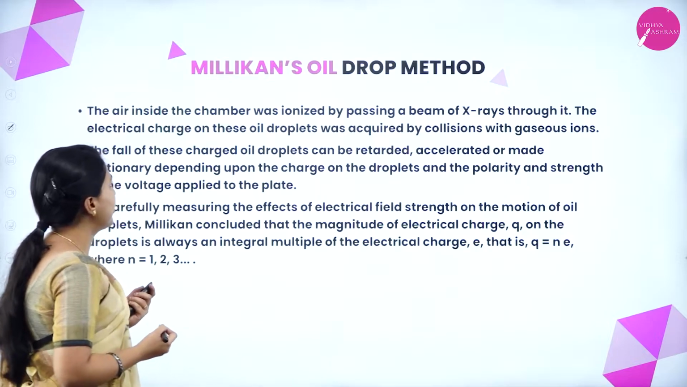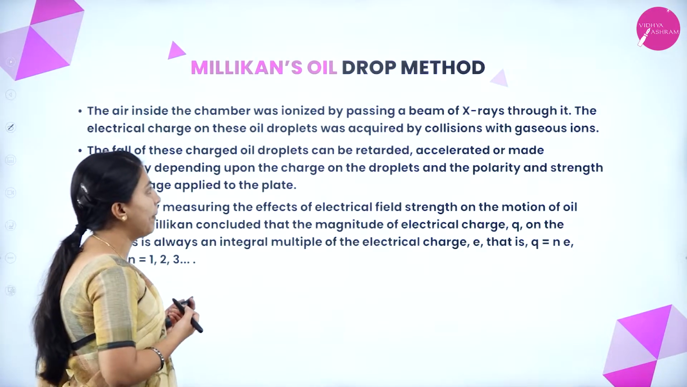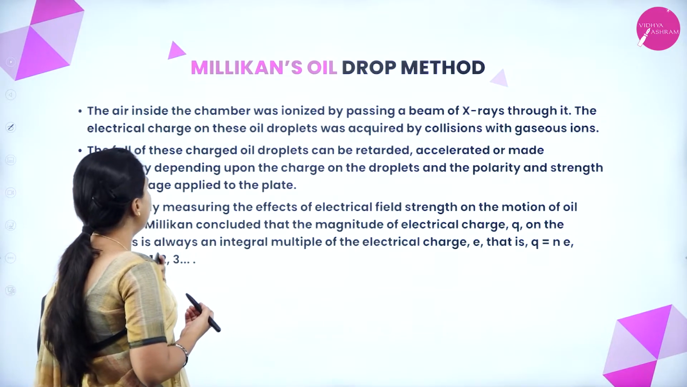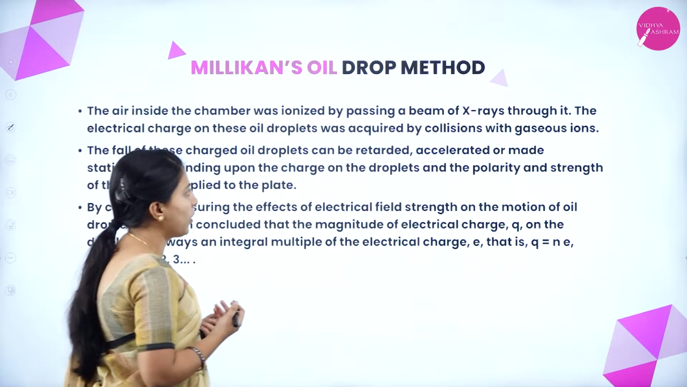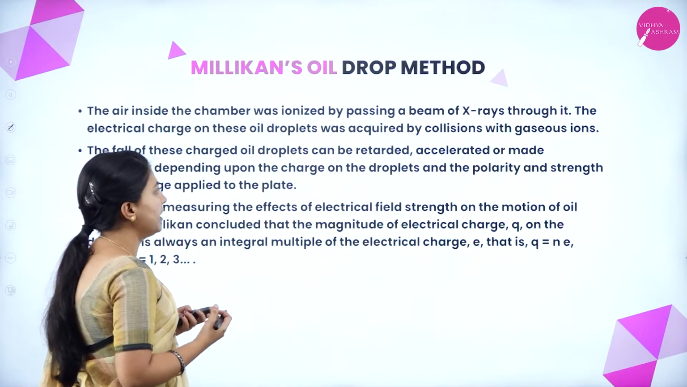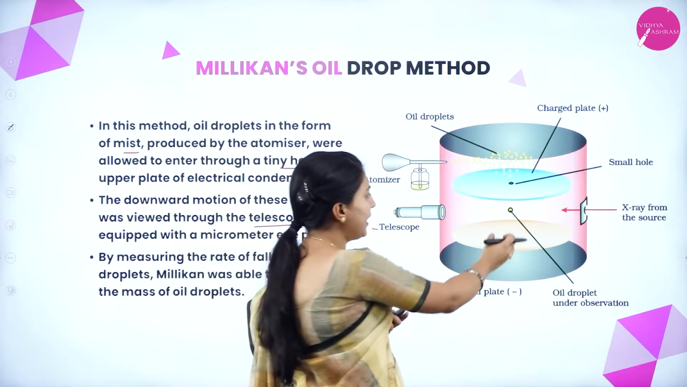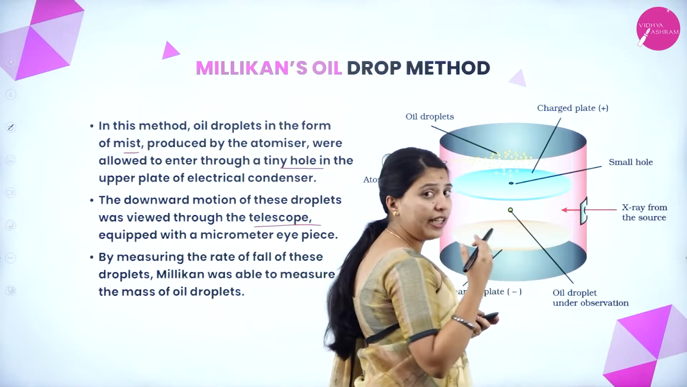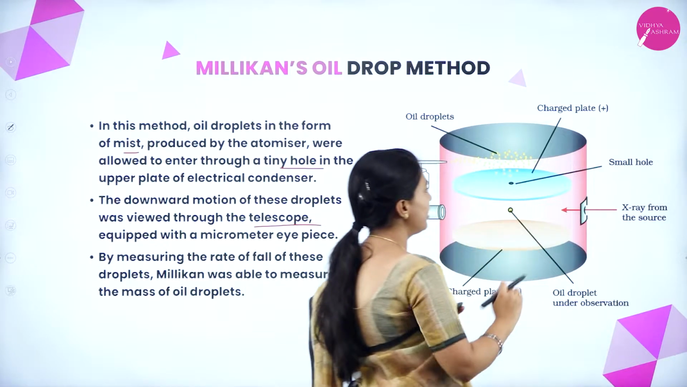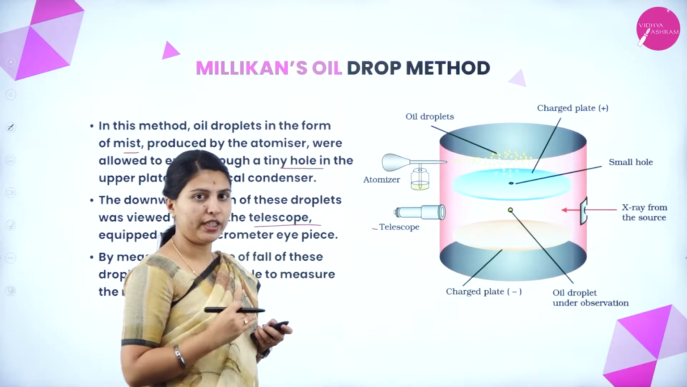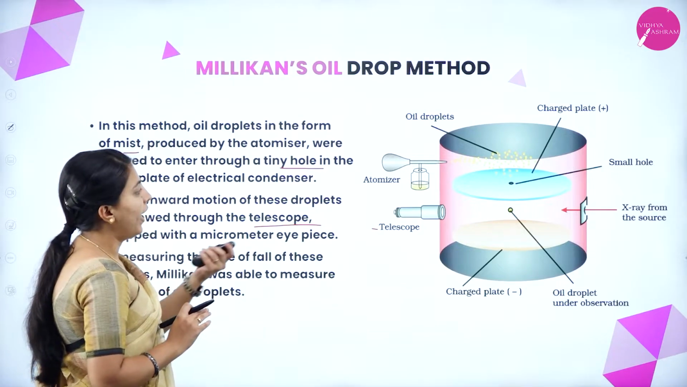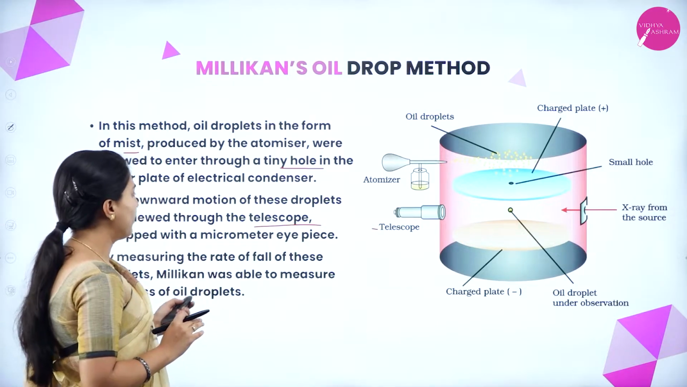The air inside the chamber was ionized by passing a beam of X-rays through it. The electrical charge on these oil droplets was acquired by collision with gaseous ions. What he meant is that the air particles already present in the condenser were completely removed by the X-ray which was provided in between. Okay, the gaseous ions were completely out and only the oil droplets were present.